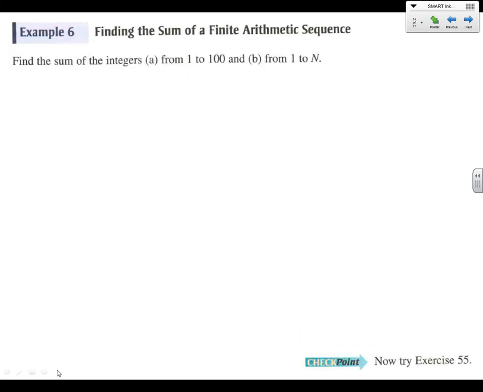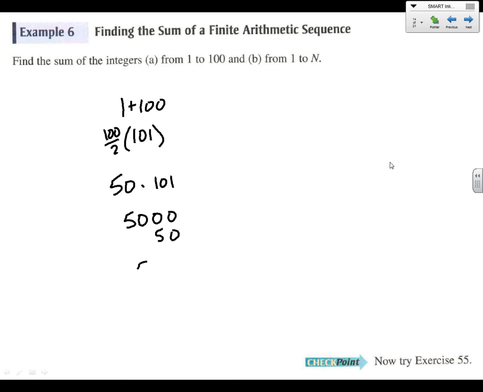All right, find the sum of the integers from 1 to 100 and from 1 to n. So same thing we were just doing here, from 1 to 100. 1 plus 100 is 101. And how many pairs are there? There are 100 divided by 2, or 50 pairs. 50 times 101 is, what do we have here? 50 times 100 would be that, plus another 50 is 5050.